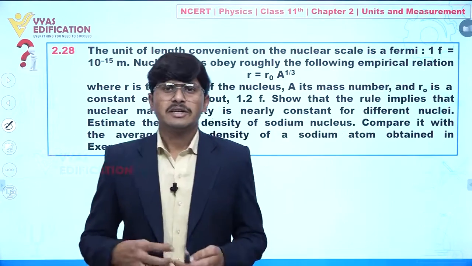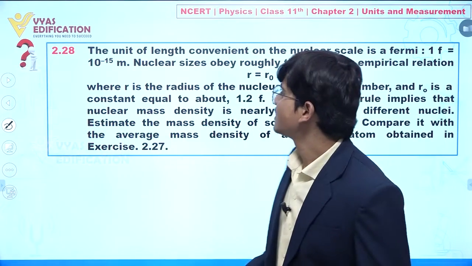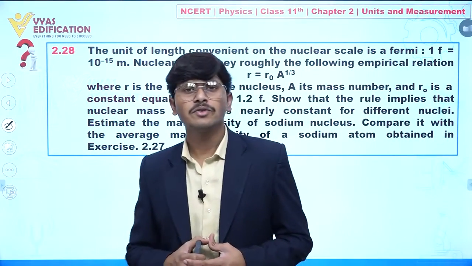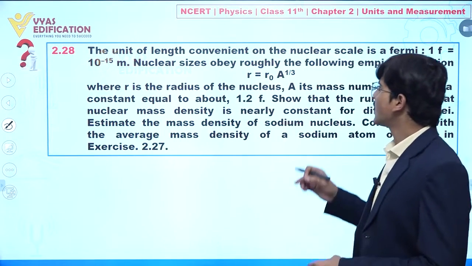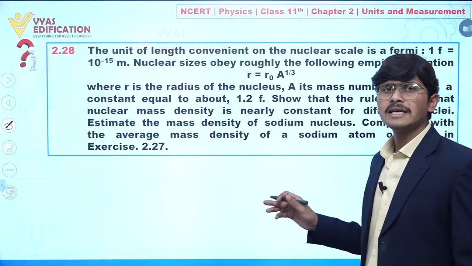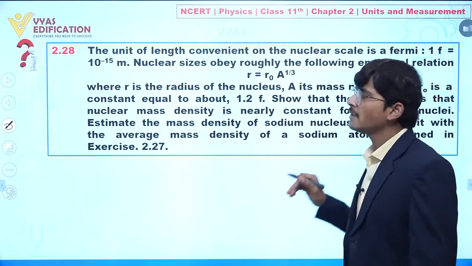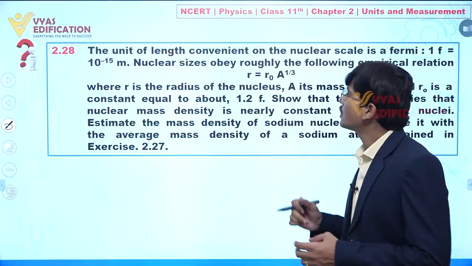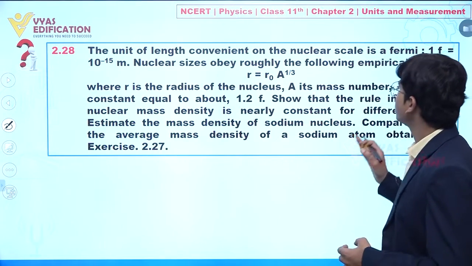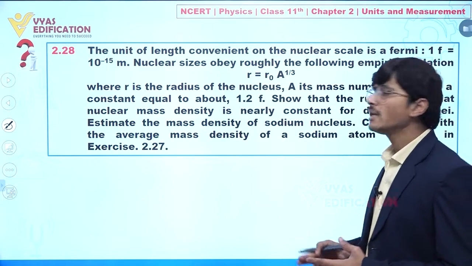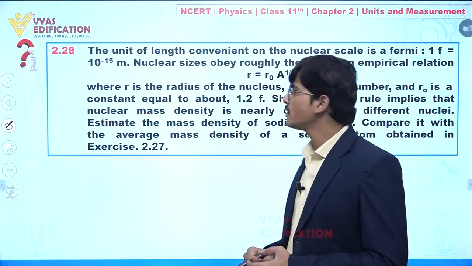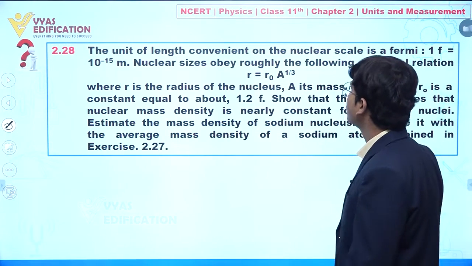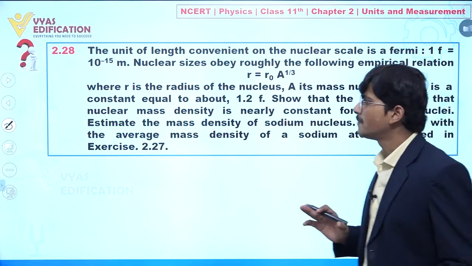Clear to everyone? Now students, we are going to discuss question number 2.28. In this question it is given that the unit of length convenient on the nuclear scale is a Fermi, and 1 Fermi is 10 to the power minus 15 meter. Nucleus size obeys roughly the following empirical relation: R equals R naught A to the power 1 by 3, where R naught is equal to 1.2 Fermi. Clear? And A is the mass number. It is given.